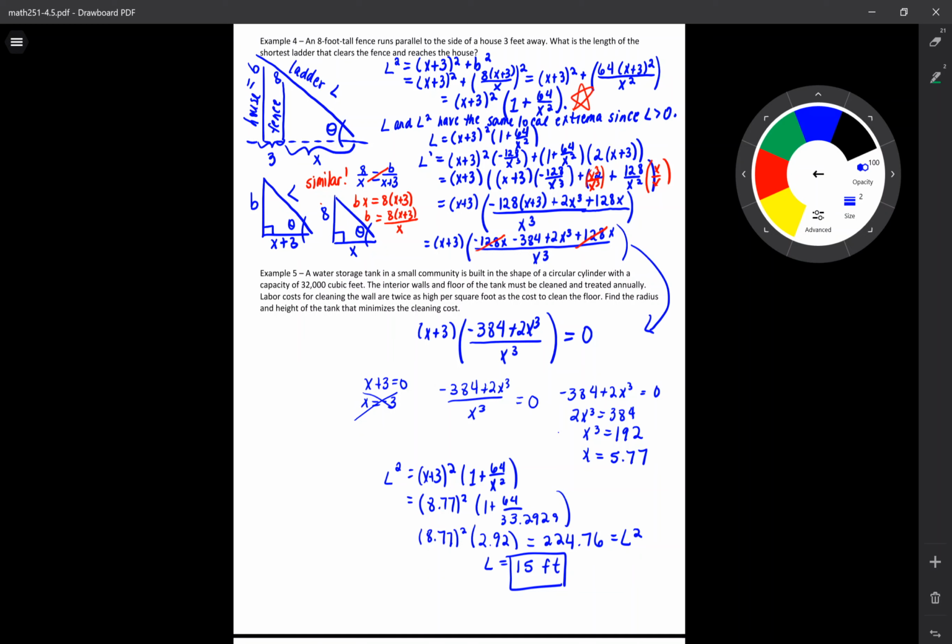Woo! How fun are these problems? I think the hardest part about this one, honestly, was the algebra. But we did the same thing, right? We found our constraint equation and our objective function. We had to replace one of our variables with an expression in terms of the other one so that we got it into a single variable. We did have to use the fact that L and L squared have the same local extrema. That was pretty tricky. But then from there we just solved as normal.